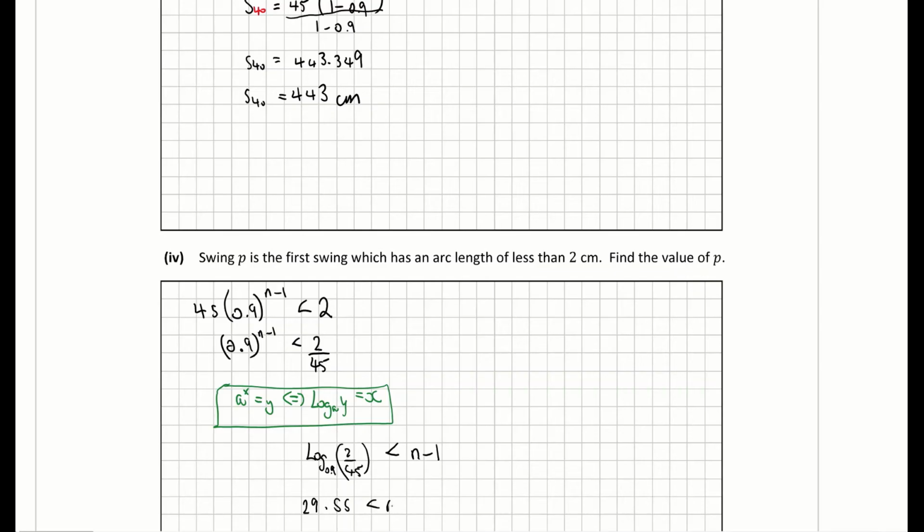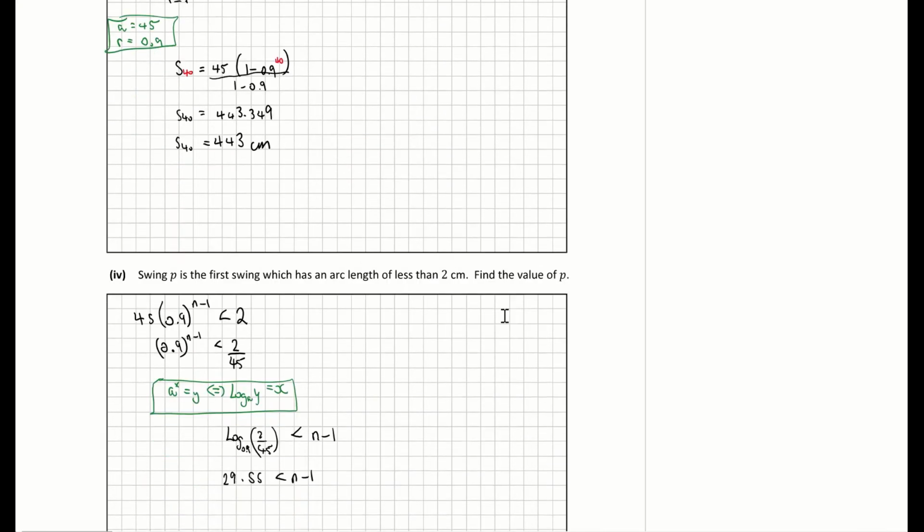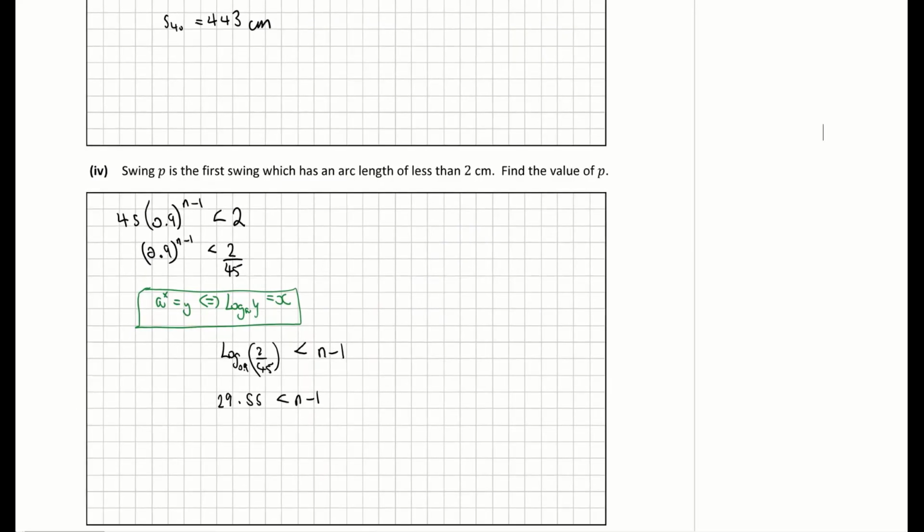I'm just going to type in log of 2 over 45 to the base 0.9, and that gets me 29.55 is less than n minus 1. And I'm just going to do a little bit of solving here now for n. Sorry, now the screen is just moving there, just to make a bit of space. So I'm going to add 1 to each side, or move over that negative 1. So that's giving me 29.55 plus 1 is less than n. So n is less than 30.55. Now it has to be a whole number here, obviously, for the number of the swing.